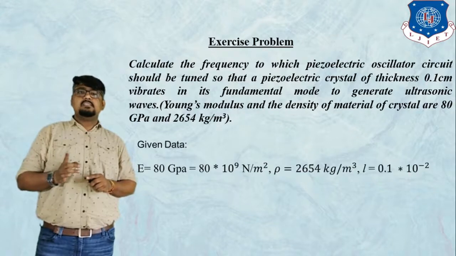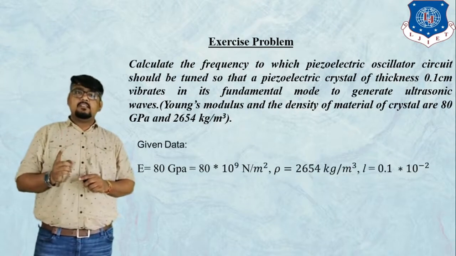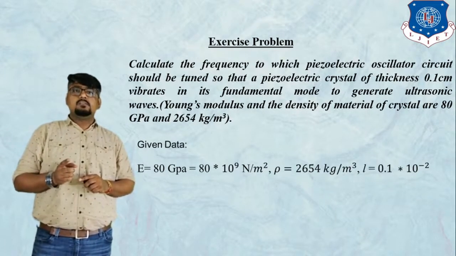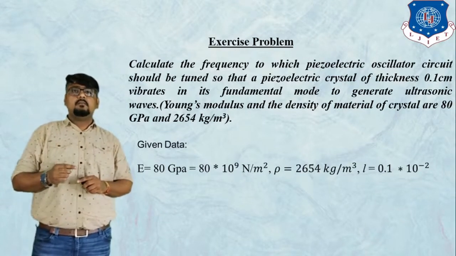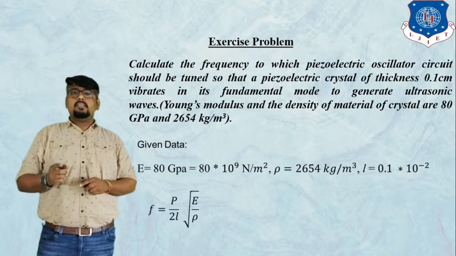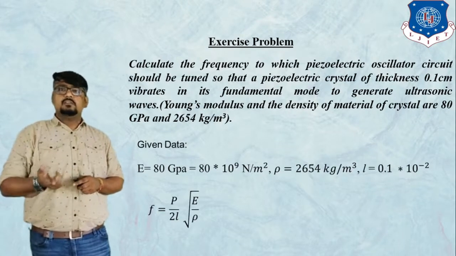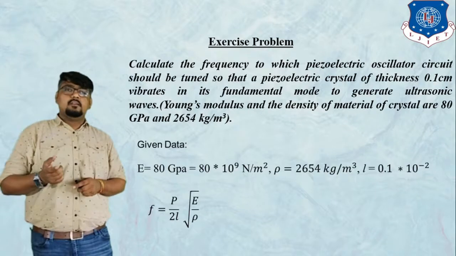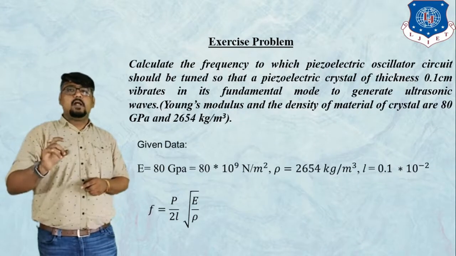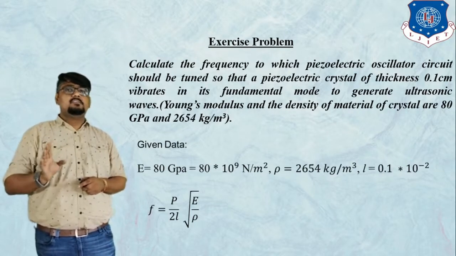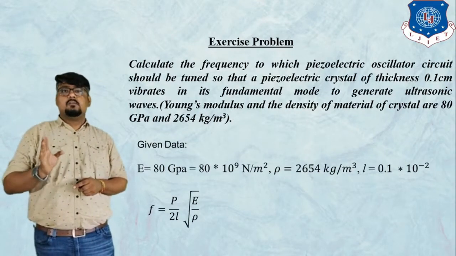Now rho is the density, which is given in SI as 2654. L is given as 0.1 centimeter, which I have converted into 0.1 into 10 raised to minus 2 meters. With the help of this formula, f equals P upon 2L under root E by rho, you just need to calculate the frequency and apply this frequency to the oscillator. You need to adjust the capacitance such that the frequency output is this. Then you will get the ultrasonic waves.